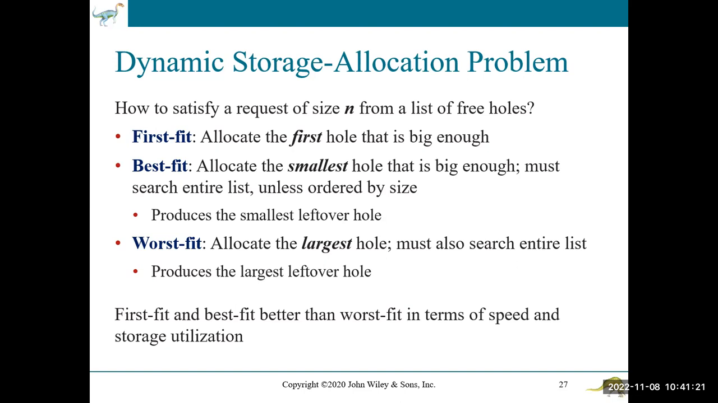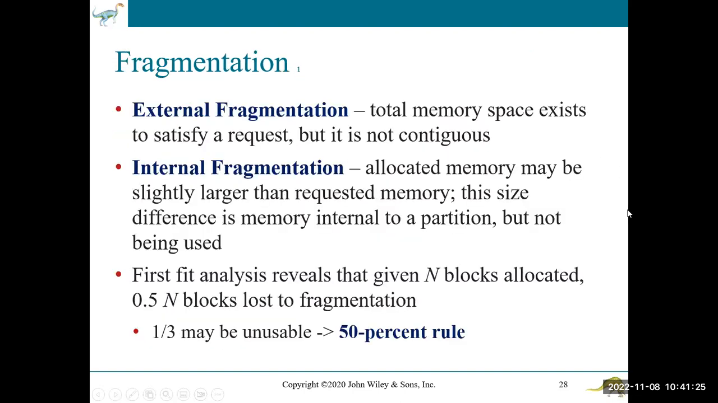I'll give you a hint. It has something to do with priority. Okay, fragmentation. When you're stowing chunks of memory in different holes that are organized in a different sequence, you're going to have fragmentation. External fragmentation is when you're talking about the frames, right? So the total memory space exists to satisfy a request, but it is not contiguous.